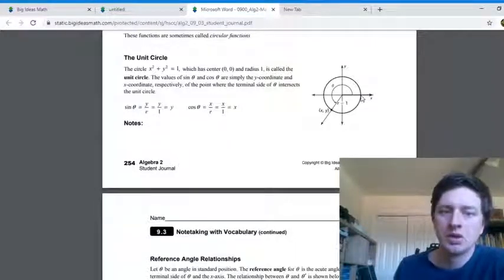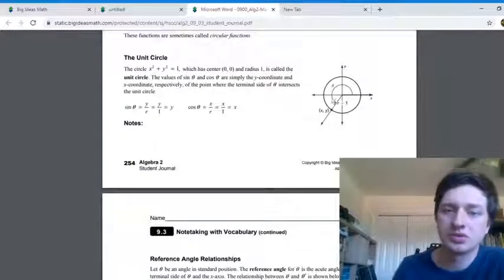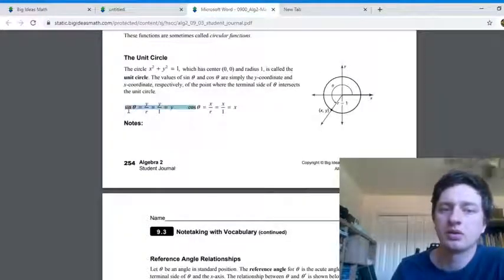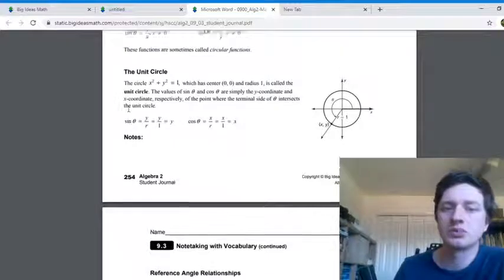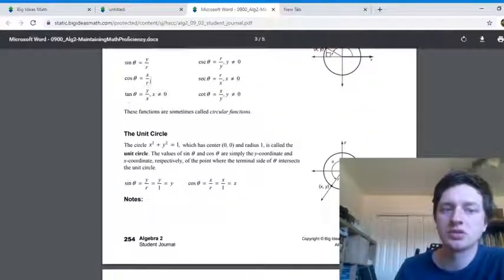Okay. And so, because it's a unit circle, the functions here do some really interesting things. These 6 functions, everywhere there's an r, we would put a 1 there.